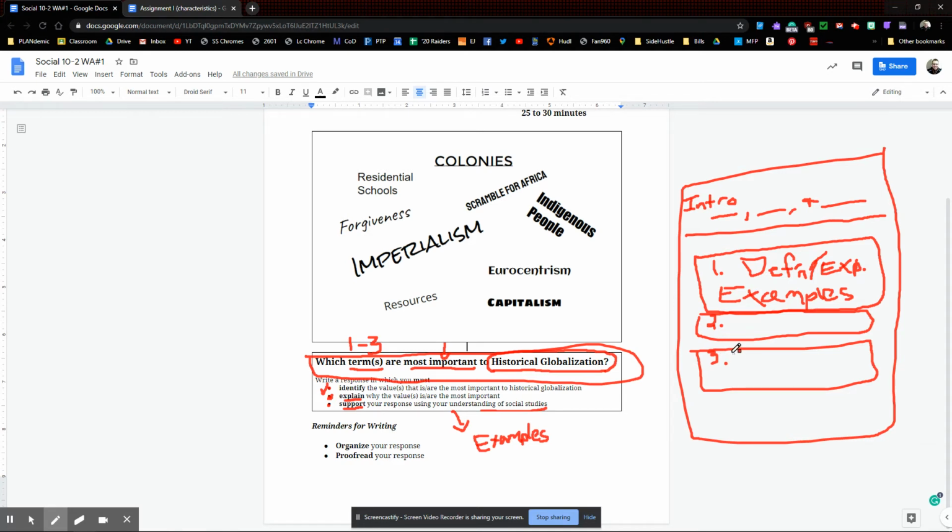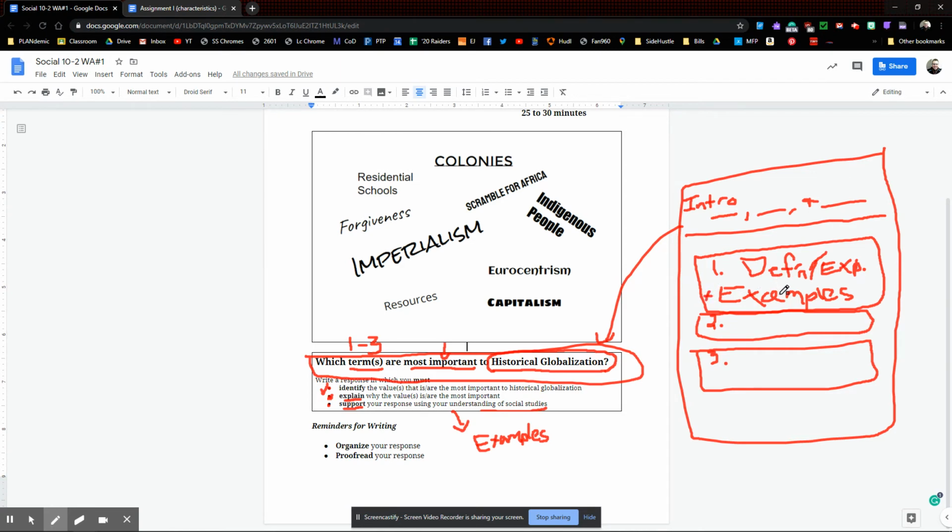Then you're going to have a traditional 3 paragraphs, if you've chosen 3 terms. If you're choosing one, you're going to have just that part, or if you chose 2, you're going to have just that part. But essentially, this is the formula. Start with an intro, list the terms that you think are the most important, that answers the central question, which terms are the most important in historical globalization, and then you're going to choose your definition and explanation, and then you're going to supply it with an example.